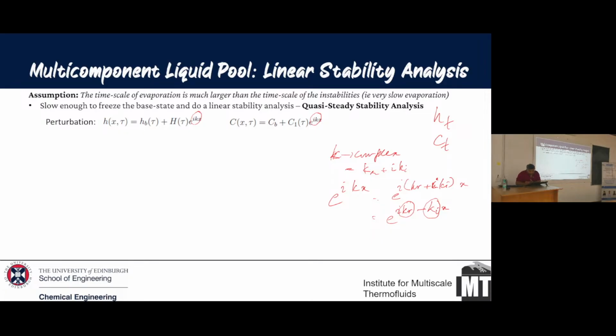If you split this up, it is e to the power i kr x multiplied by e to the power minus ki x. So you can say that this is contributing to the growth in space, and this is contributing to the frequency. That's how we look at the stability analysis, and it's very useful to have that perspective in mind.